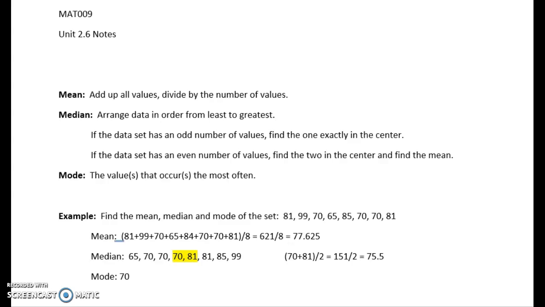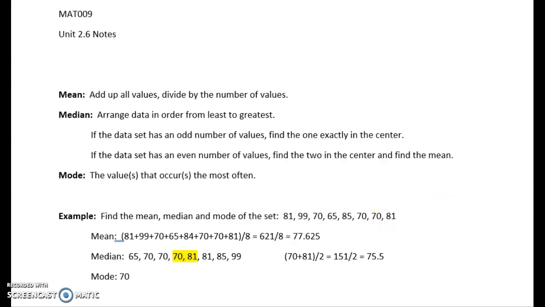The last measure of central tendency is the mode. The mode is just the value or values that occur the most often. Let's take a look at the example on the screen. We're going to find the mean, median, and mode of the set 81, 99, 70, 65, 85, 70, 70, 81.